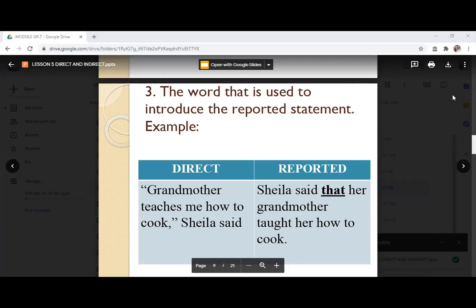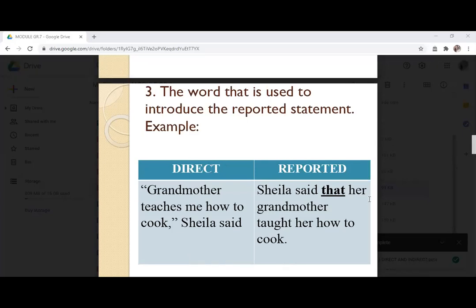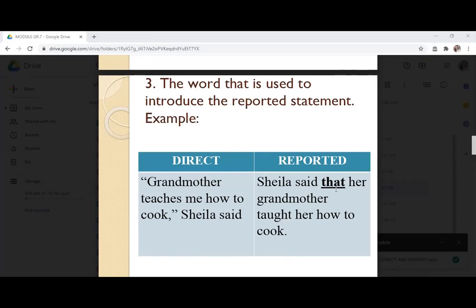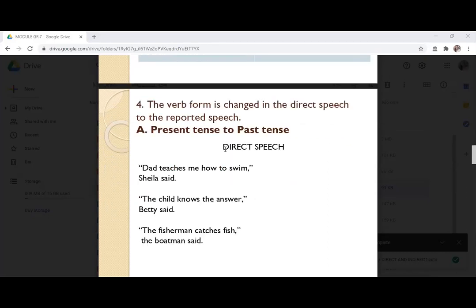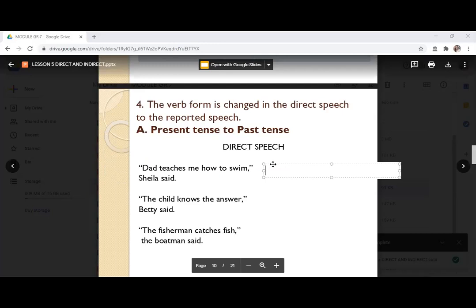Nagkakaintindihan? So, ang step number 4 ay we need to change the verb to its past tense if the verb is in the present tense. Okay, sige. Now, let's try nga. Let's try. So, this is the direct speech. Dad teaches me how to swim.